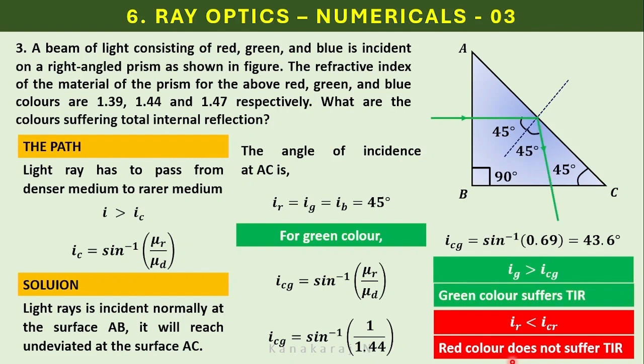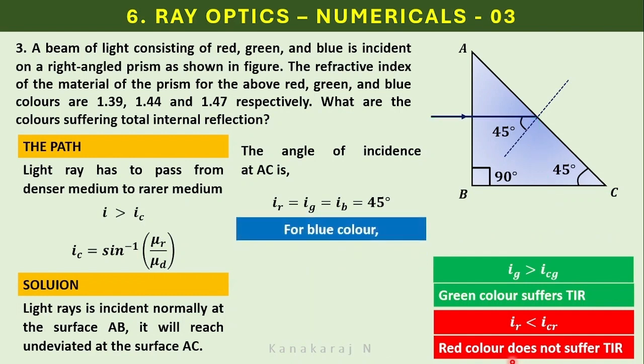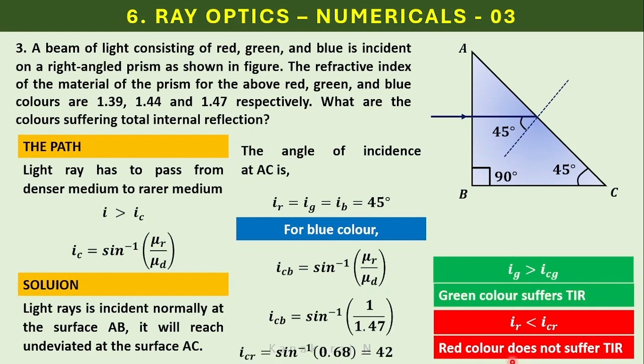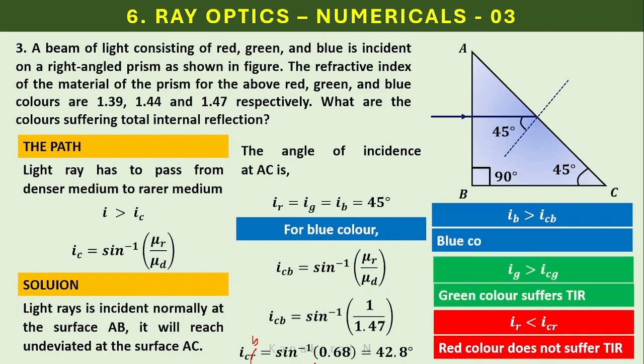So let us go for the next one. For blue color, the critical angle equals sine inverse of mu r by mu d. Mu d is replaced by 1.47 and the critical angle for blue color comes around 42.8 degree. So the critical angle is less than the angle of incidence. Definitely blue color undergoes total internal reflection.